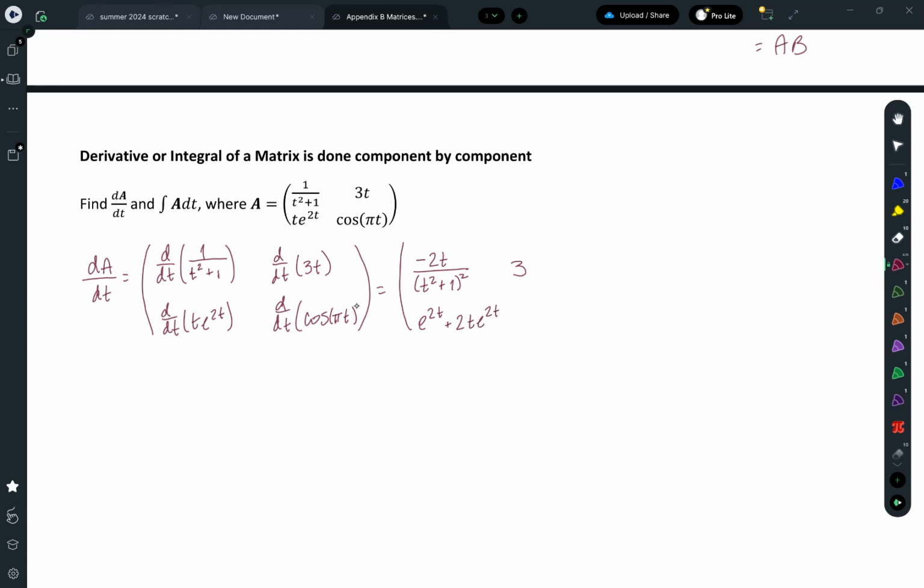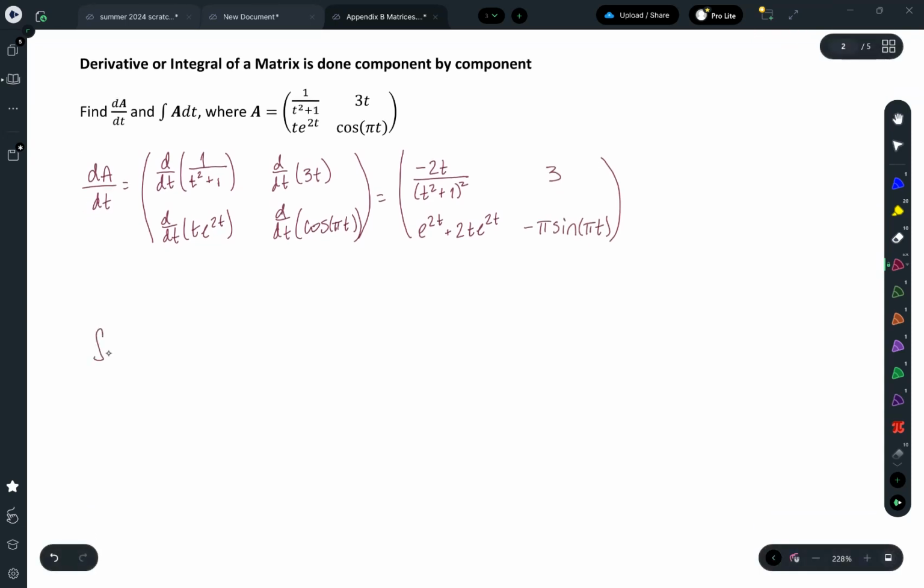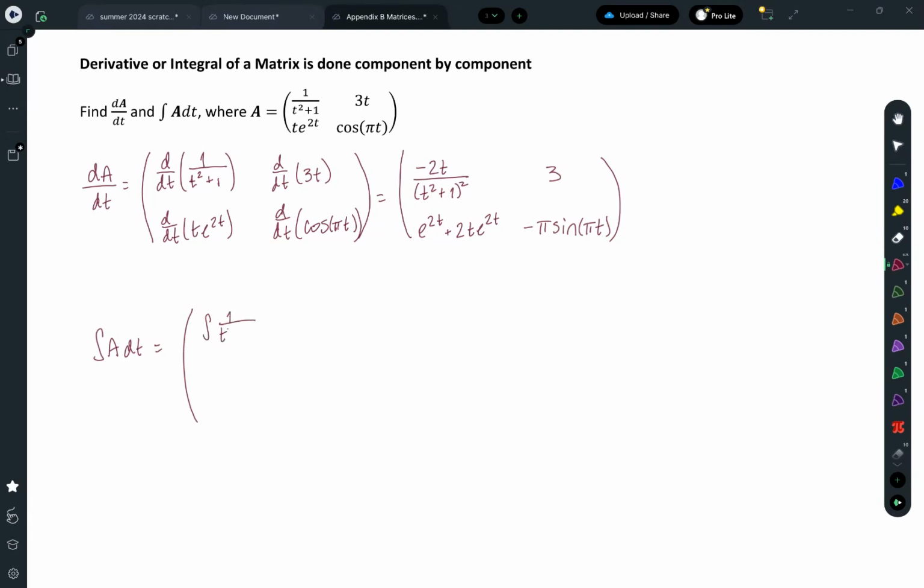And the derivative of cosine of pi t, we're going to get a chain rule there. Move my pi over. And that'll give us the negative pi sine of pi t. And that's it. If we want to integrate dA dt, then that means we have to, in a way, distribute the integral to each of the components inside. So instead we look at the integral of 1 over t squared plus 1 dt, the integral of 3t dt, the integral of t e to the 2t dt, and the integral of cosine of pi t dt.